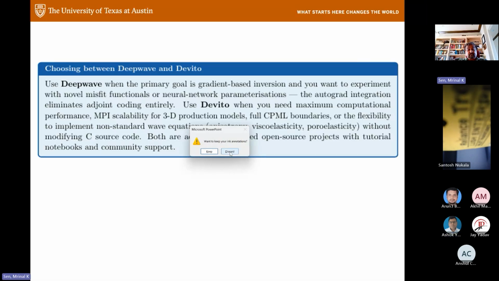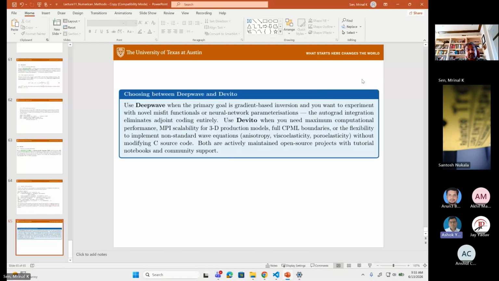Go ahead. So for Born series modeling, do we have any open source options? Deepwave has a Born, but that's a different type. It just simply puts the source function on the right hand side of the wave equation. But for Born series, no, but I can give you a simple code for the acoustic case. Okay, okay.